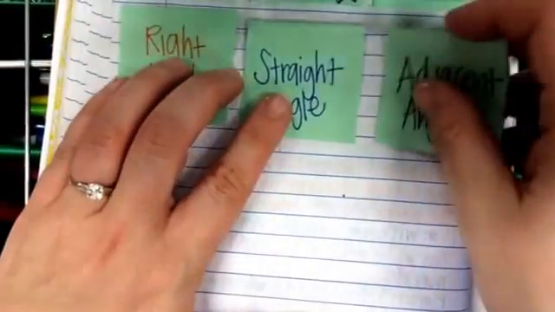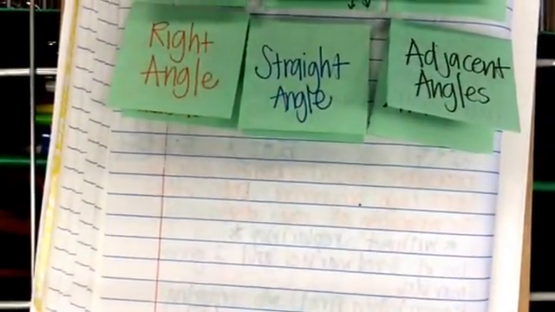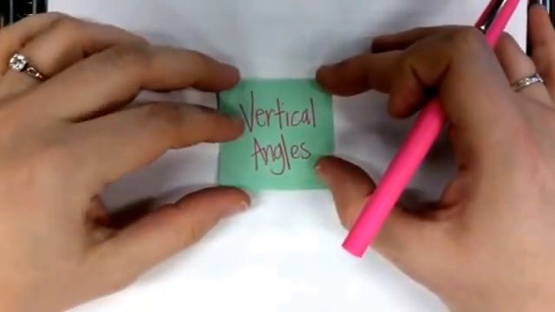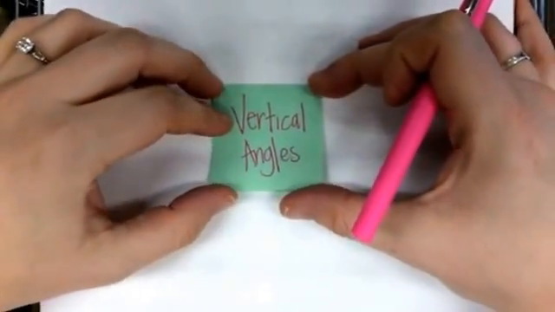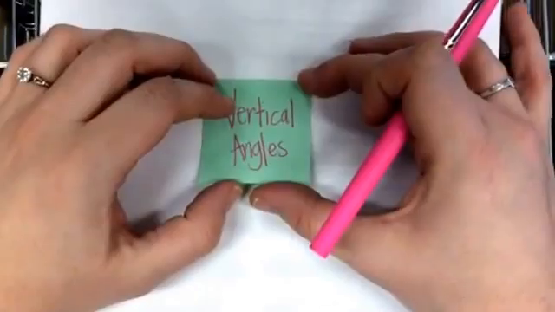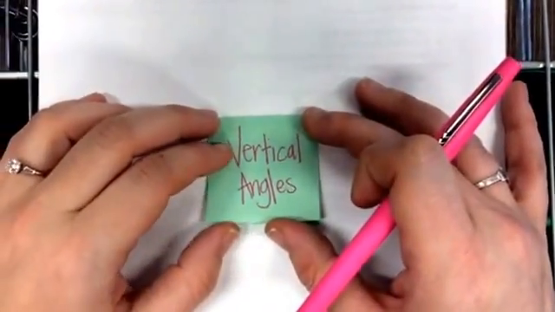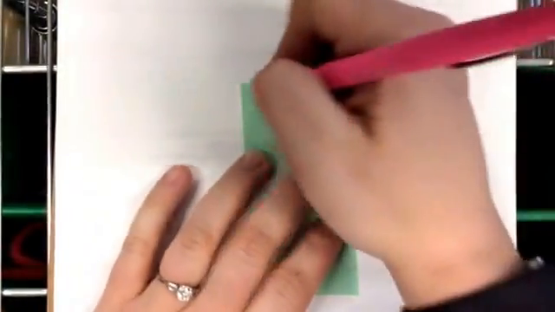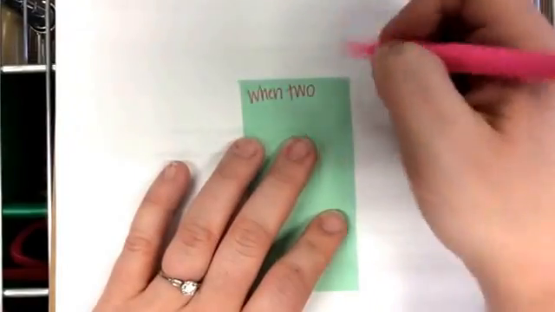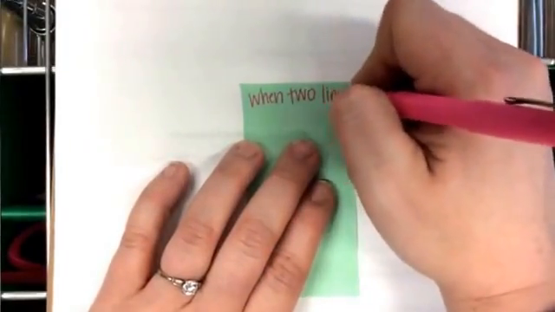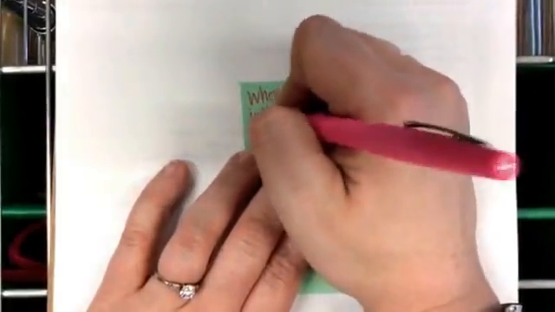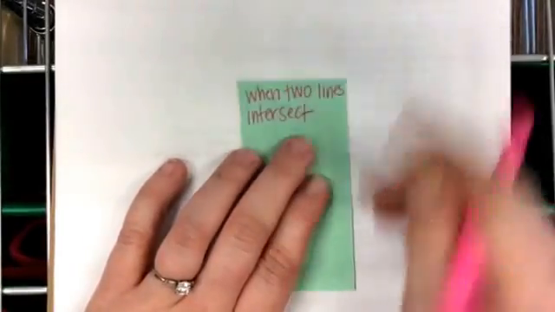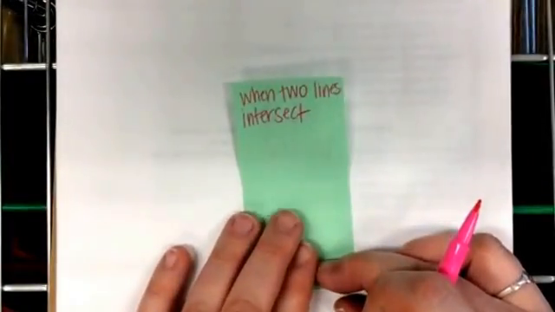All right. Glue across. Right, straight, adjacent. Okay, vertical angles. We talked about vertical meaning on top of each other, right? Up and down. Top and bottom. Vertical angles. When two lines intersect. What does it mean, intersect? Cross each other.